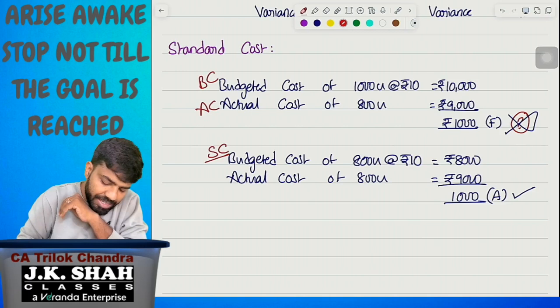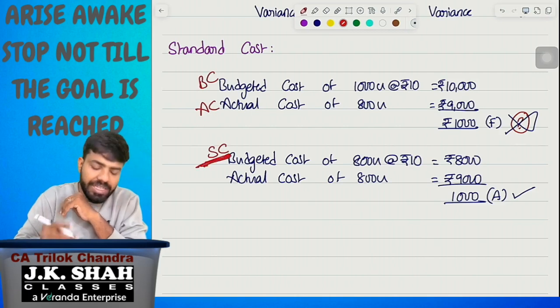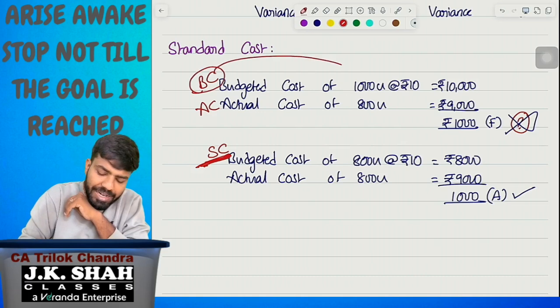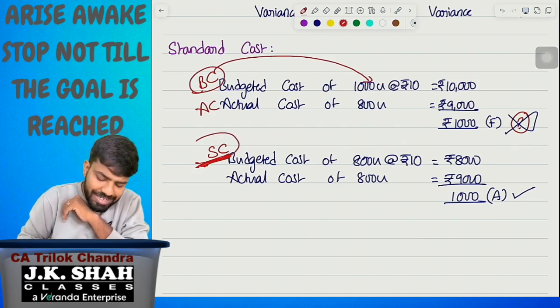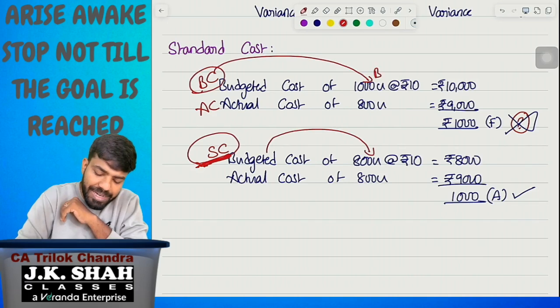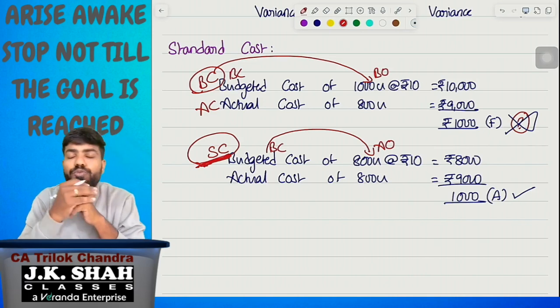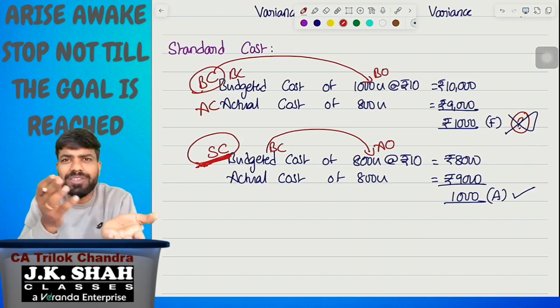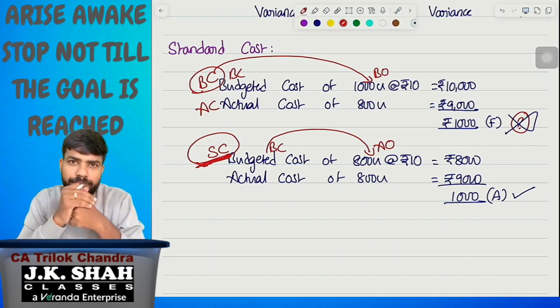So please understand, this will be called the actual cost, this will be called the budgeted cost, whereas this will be called the standard cost. What is budgeted cost? Budgeted cost for budgeted output. What is standard cost? Budgeted cost for actual output. Here it is budgeted output, here I am taking actual output. Anyhow, actual cost is actual cost for actual output.